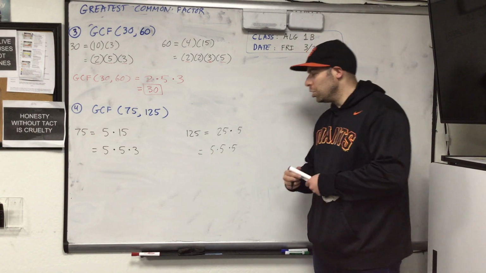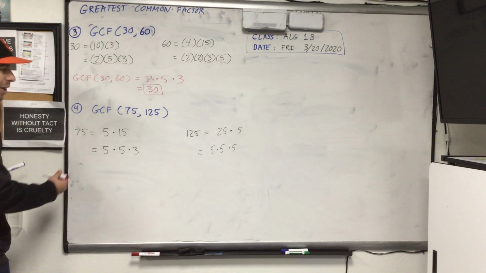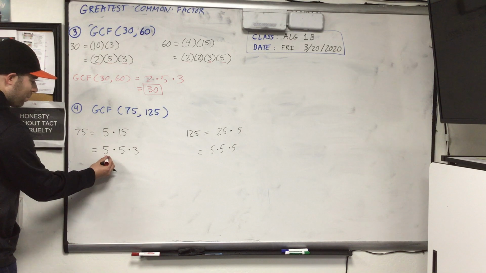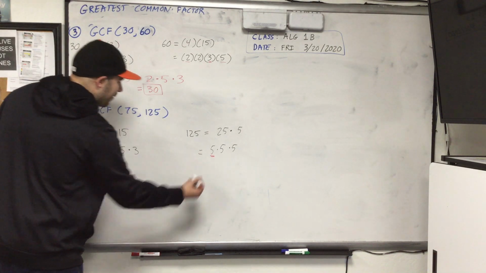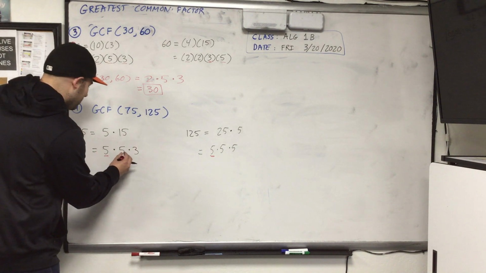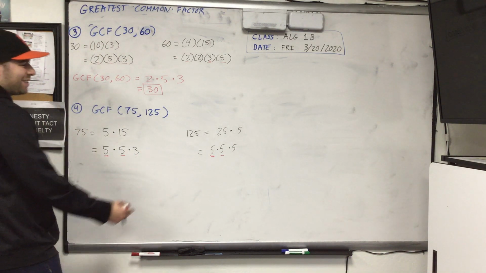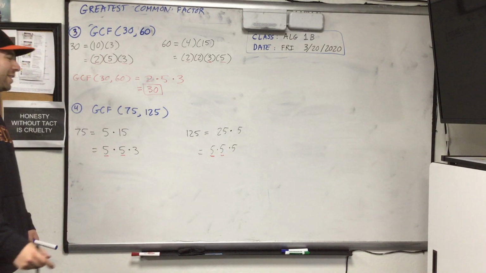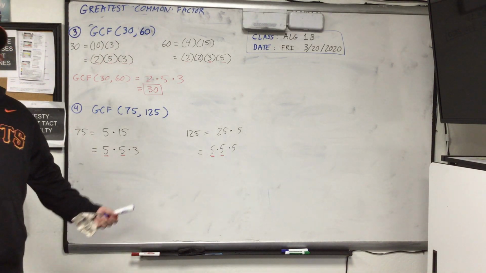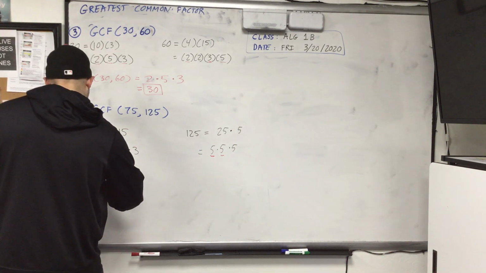So now I'm going to look from left to right. Do we have factors in common? Do we have a 5 in common? Yep, we do. 5 and 5. Do we have another 5 in common? Yep, we do. Do we have a 3 in common? We do not. And that 5, there's 3 5s on the right side, there's 2 5s on the left side. So the smallest factor we can factor out is 5 times 5.